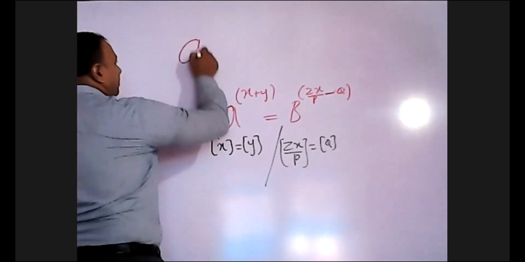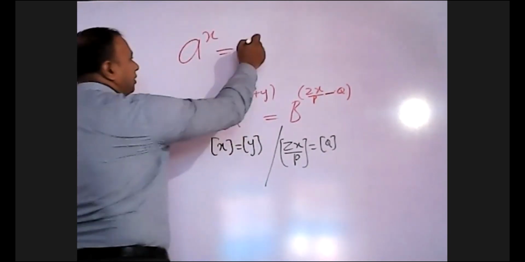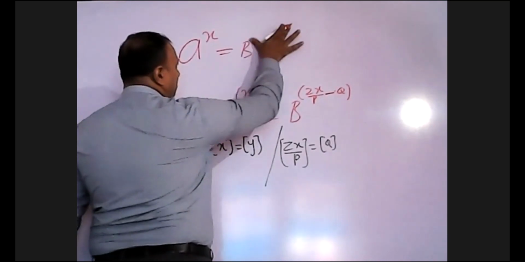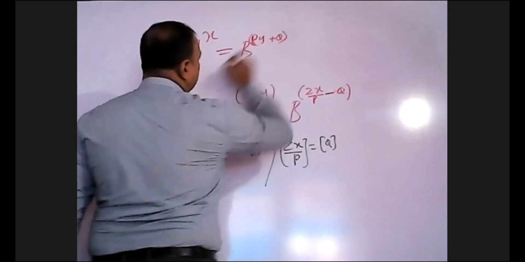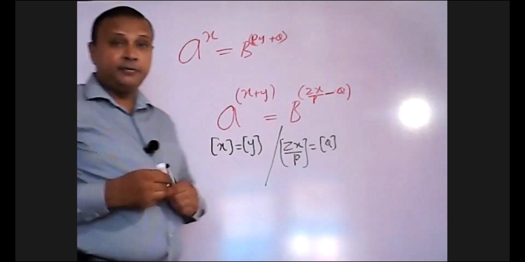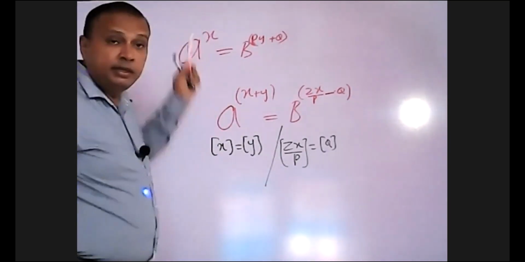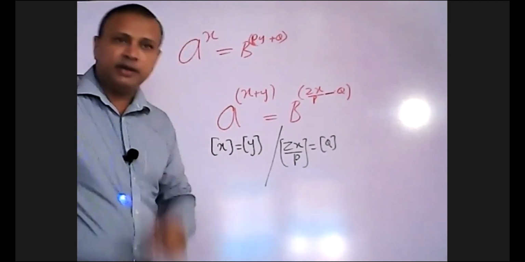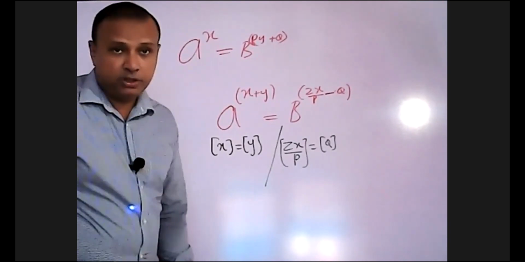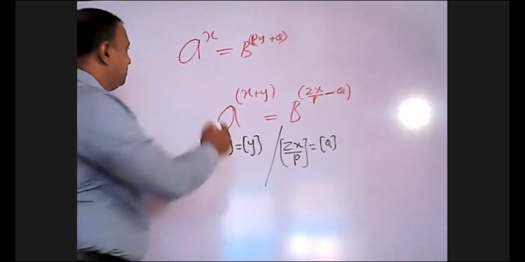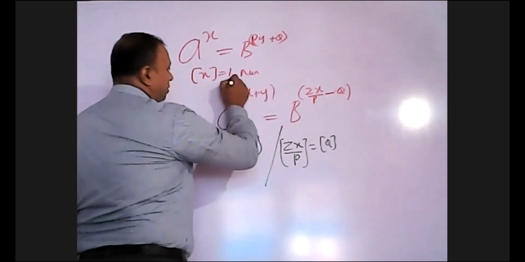Suppose we are given a to the power x equals b to the power py plus q. Then x is a power, so the dimension of x should be equal to 1, because x should not have a dimension. That means no dimension.